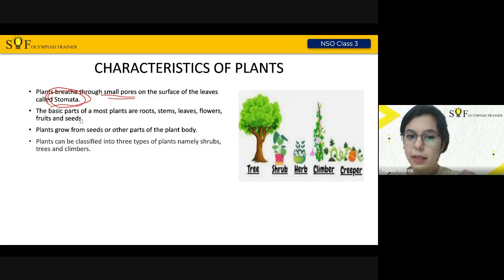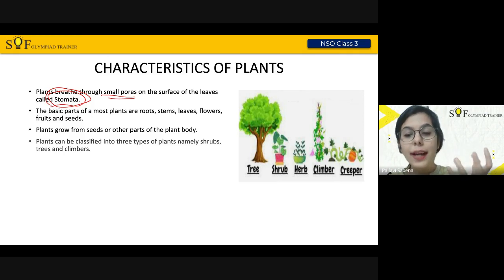Now we've discussed that the basic parts of a plant are roots, stems, leaves, flowers, fruits, and seeds. You will know that plants grow from seeds, and they can also grow from other parts of the body. Have you ever heard of another plant arising from a stem or a leaf? Have you seen roots arising from the leaves of a plant? Have you guys seen a potato? You have seen these small eyes. You've seen small roots arising from a potato? Yes? So even from that, you can develop a new plant, right?